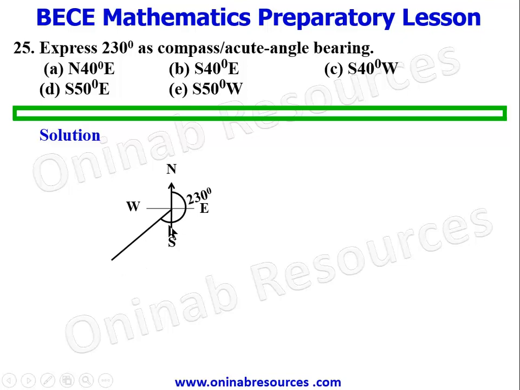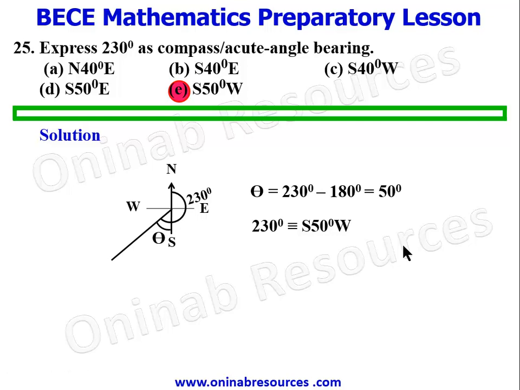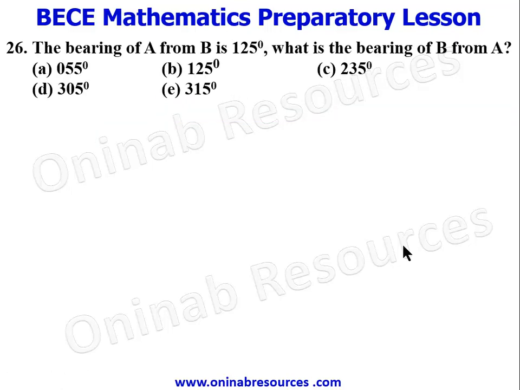We join the line. We need to calculate this angle between the south and this line. Well, let's call it theta. Theta will be the 230 minus the 180. So 230 minus 180 gives 50 degrees. Therefore, 230 degrees is equivalent to, this is south, 50 degrees to the western direction. So we have it as south, 50 degrees west. And that's it. South 50 degrees west is option E. And that's the end of solution to problem 25. We go to problem 26.